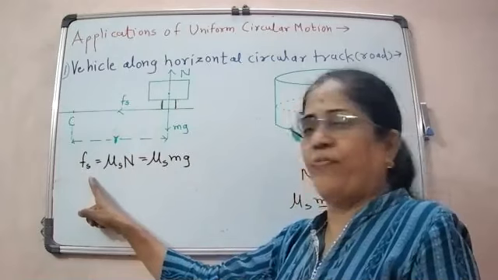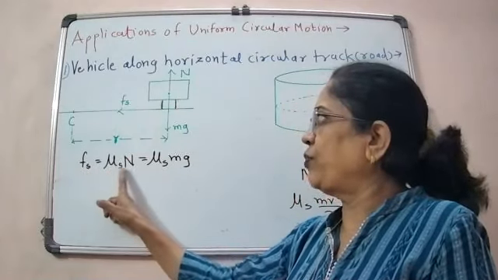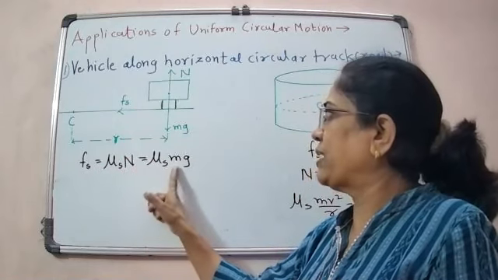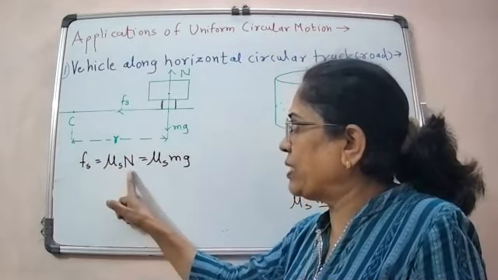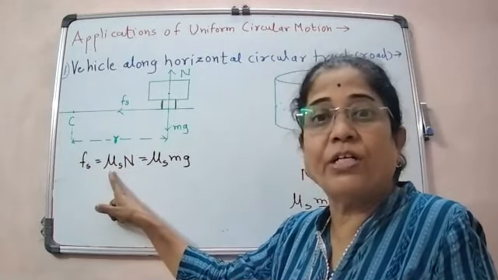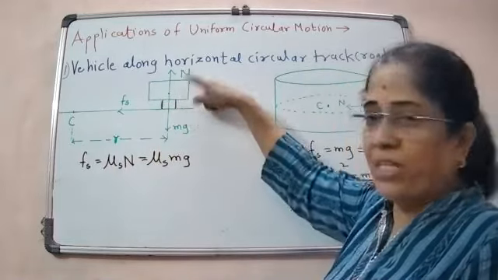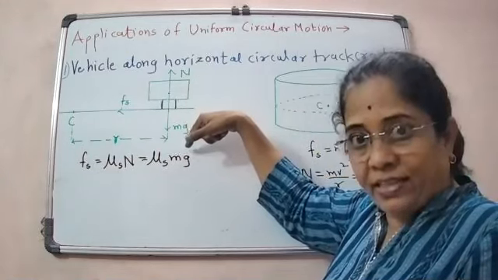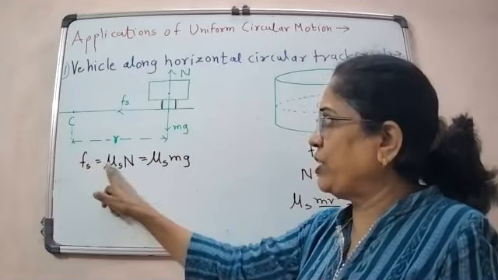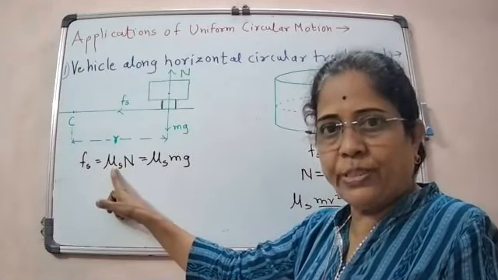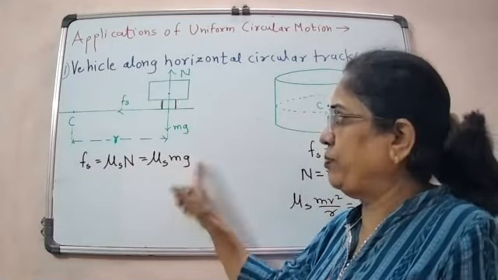So this force of friction is equal to mu s N, which is equal to mu s mg. What is mu s? It is the coefficient of static friction, and N is the normal reaction. We can see from this figure that the normal reaction is equal to mg.